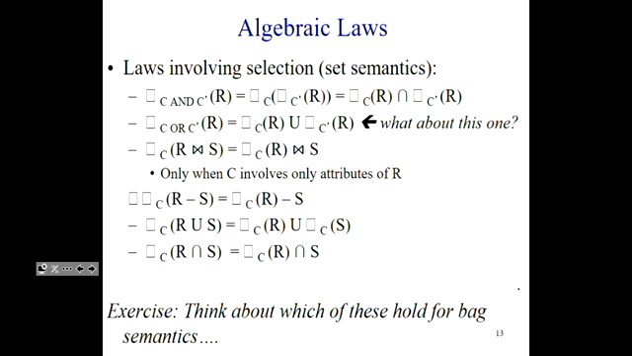In particular, I want you to think about this one, let's say in class right now, and then we will move on. Consider this rule: sigma applied with the condition C or C prime applied to R is sigma of C of R union sigma of C prime of R. This was obvious in set semantics. It was so obvious that we didn't even spend the time trying to formally derive it. Does it hold in bag semantics?